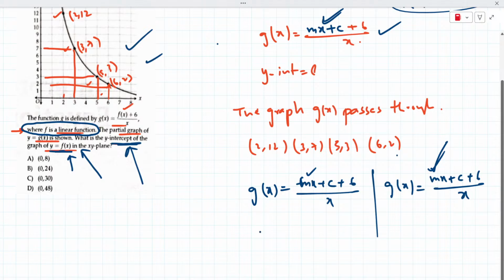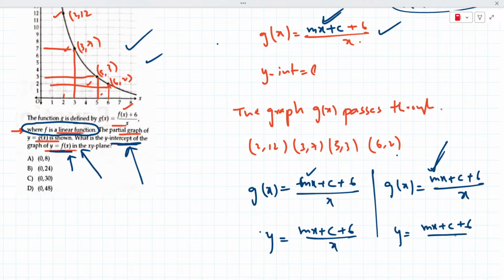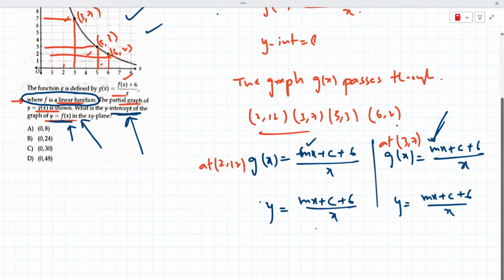So now g of x, which I just consider as y, equals mx plus b or c, whatever, anything is fine. I'll write mx plus c plus 6 divided by x. y equals mx plus c plus 6 divided by x. Now I'm going to use two points. One I choose at (2, 12), and the other I choose at (3, 7). I'm using these two points, and let's see what I'm going to get.